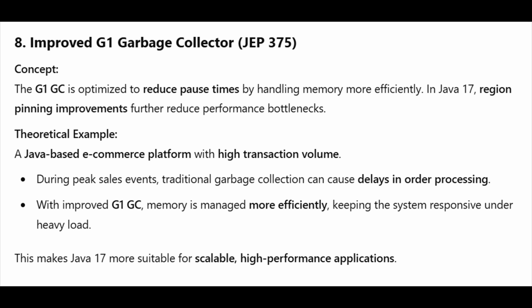Theoretical example. A Java-based e-commerce platform with high transaction volume. During peak sales events, traditional garbage collection can cause delays in order processing. With improved G1GC, memory is managed more efficiently, keeping the system responsive under heavy load. This makes Java 17 more suitable for scalable, high-performance applications.